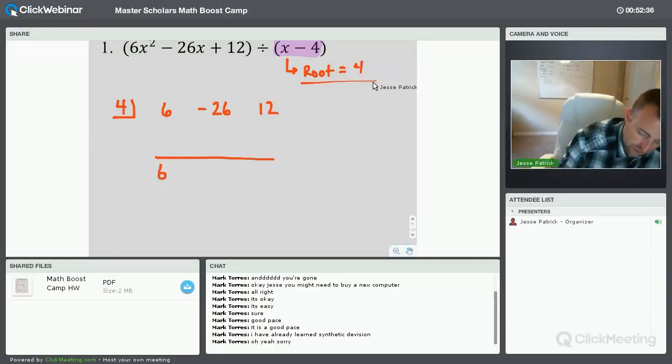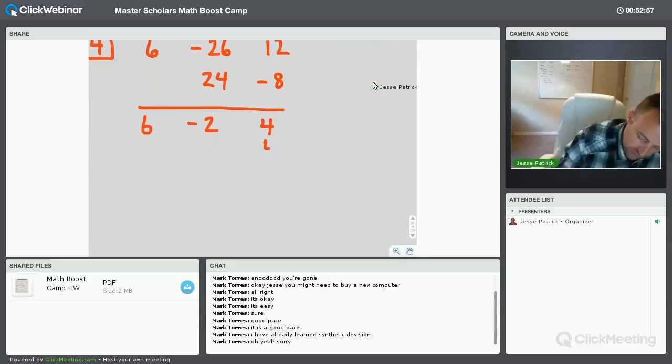And here we go. 4 times 6 is going to be 24. So you enter the product under the next term, and then we're going to add these two terms. Negative 26 plus 24 is negative 2. Now I'm going to multiply again. 4 times negative 2 is negative 8. Then I'm going to add one more time, and that gives me 4.